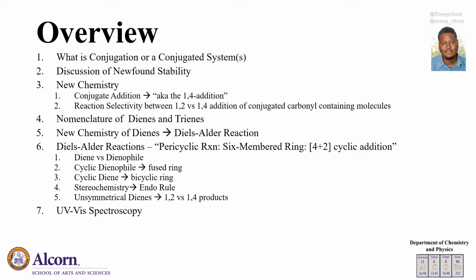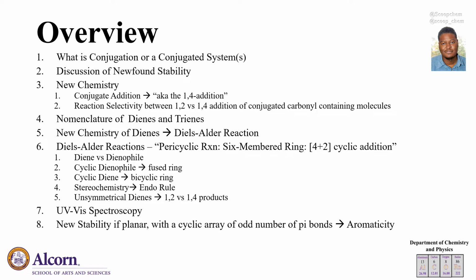Very briefly, we'll cover UV-Vis spectroscopy. And our segue into chapter 16 is this additional level of stability. If my molecule is planar and it has a conjugated cyclic array of an odd number of pi bonds, this new stability that we gain is referred to as aromaticity.